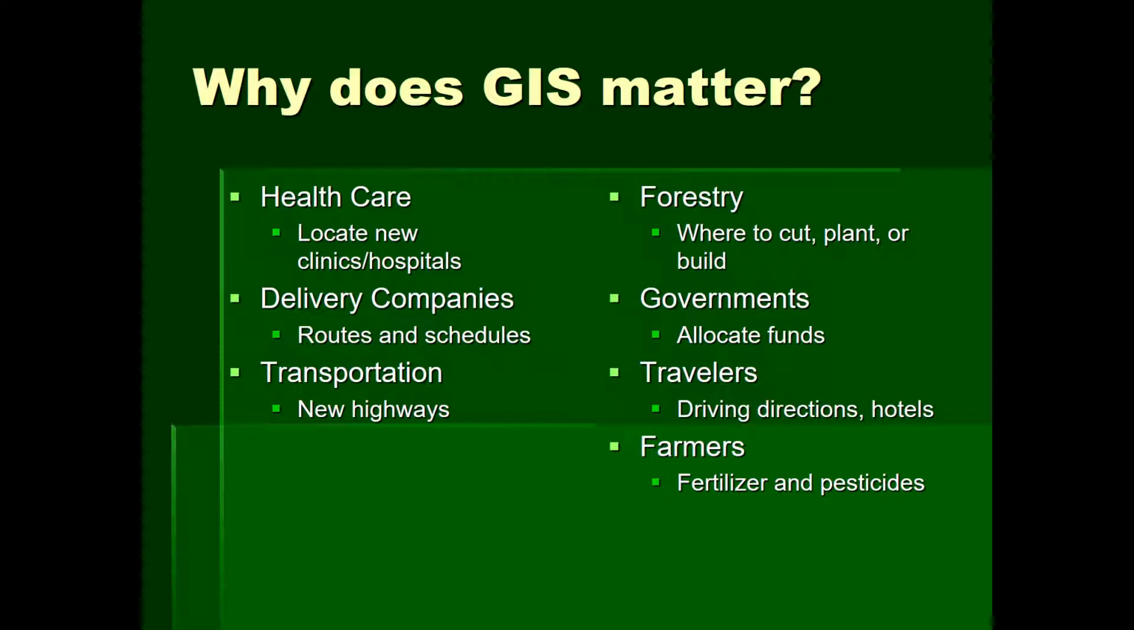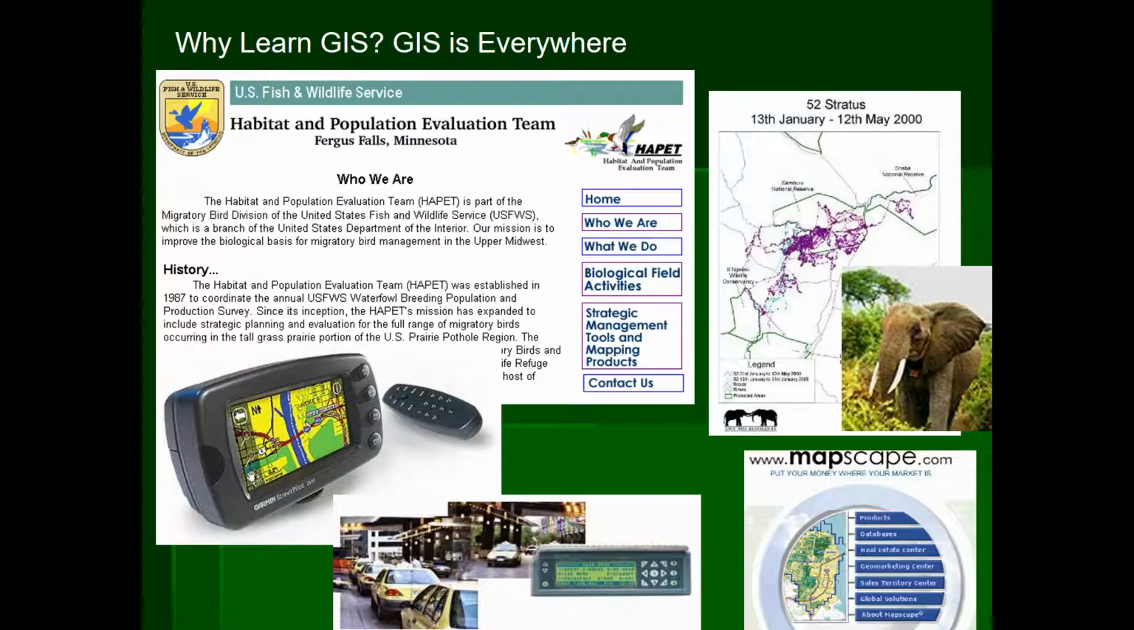Spatial data. That term spatial, that means having to do with space. And it's one of the primary things that makes the study of geography work, if it's spatial. Sounds kind of like I'm saying special. Okay, travelers, farmers. Let's get into some pictures here.